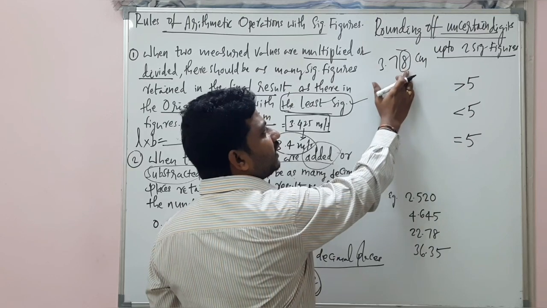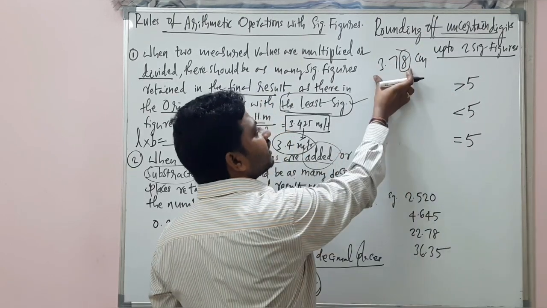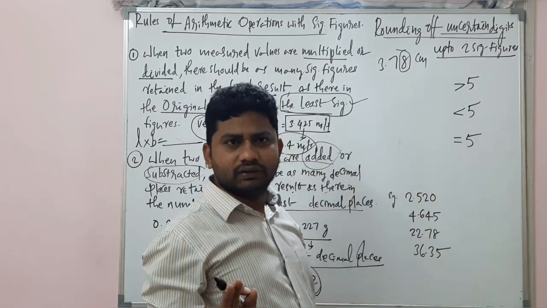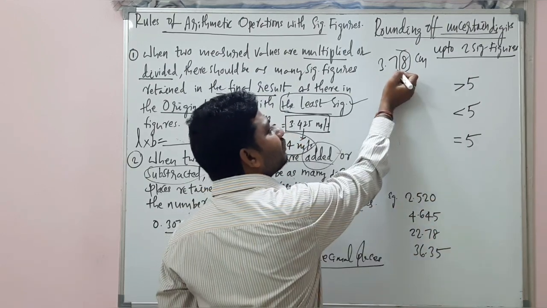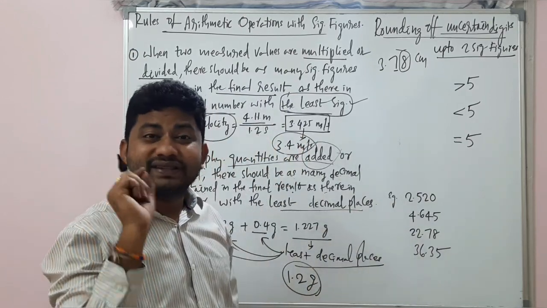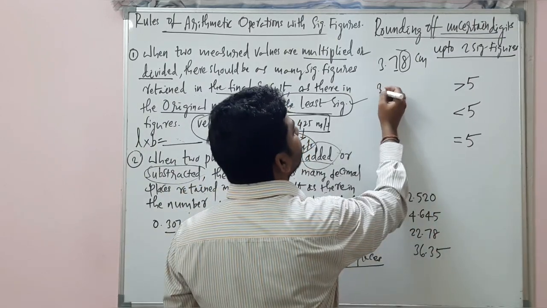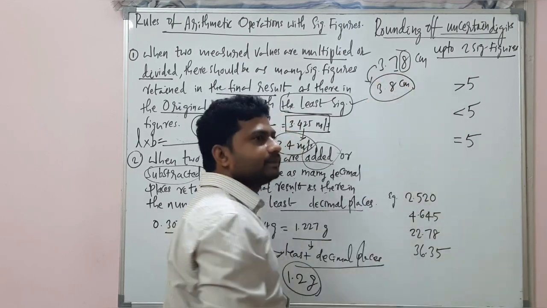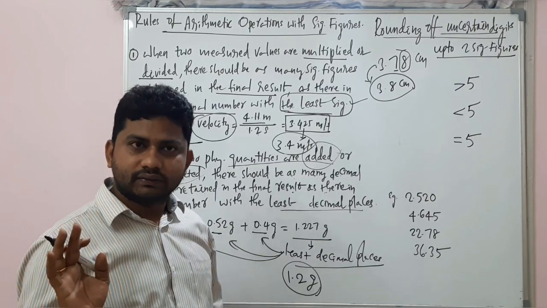3.78. We are rounding it off up to 2 significant figures. Actually, there are 3 significant figures present here. We are rounding off up to 2. Number is greater than 5. Simple. When the number is greater than 5, look at the preceding digit. The preceding digit must be raised by 1. 3.8 centimeters. Finished. This is your final answer. Alright, my dear students. Clear?